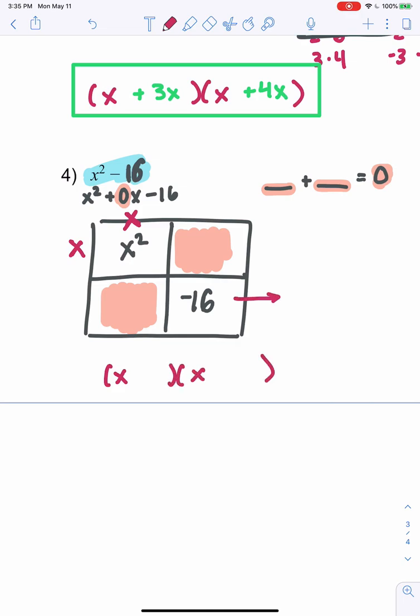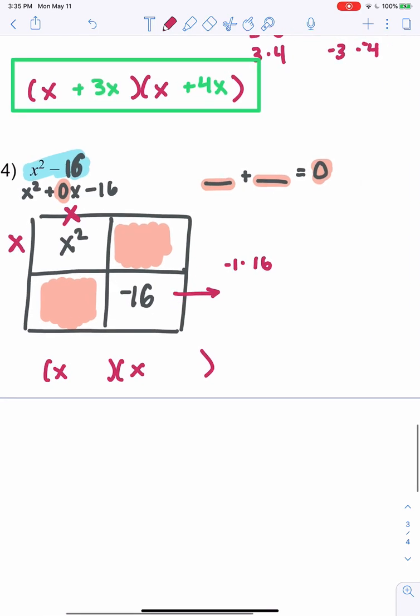And then we need to start thinking about what are the factors of 16. So it's actually negative 16. So we could have negative 1 times 16 or negative 16 times 1. Well, do these two numbers add up to 0? No. So we know we have to keep going. So it's not going to be this. What about negative 2 times 8? No, that doesn't equal 0 either, but we could have negative 8 times 2. Well, that's not going to be 0 either, so we have to keep going.